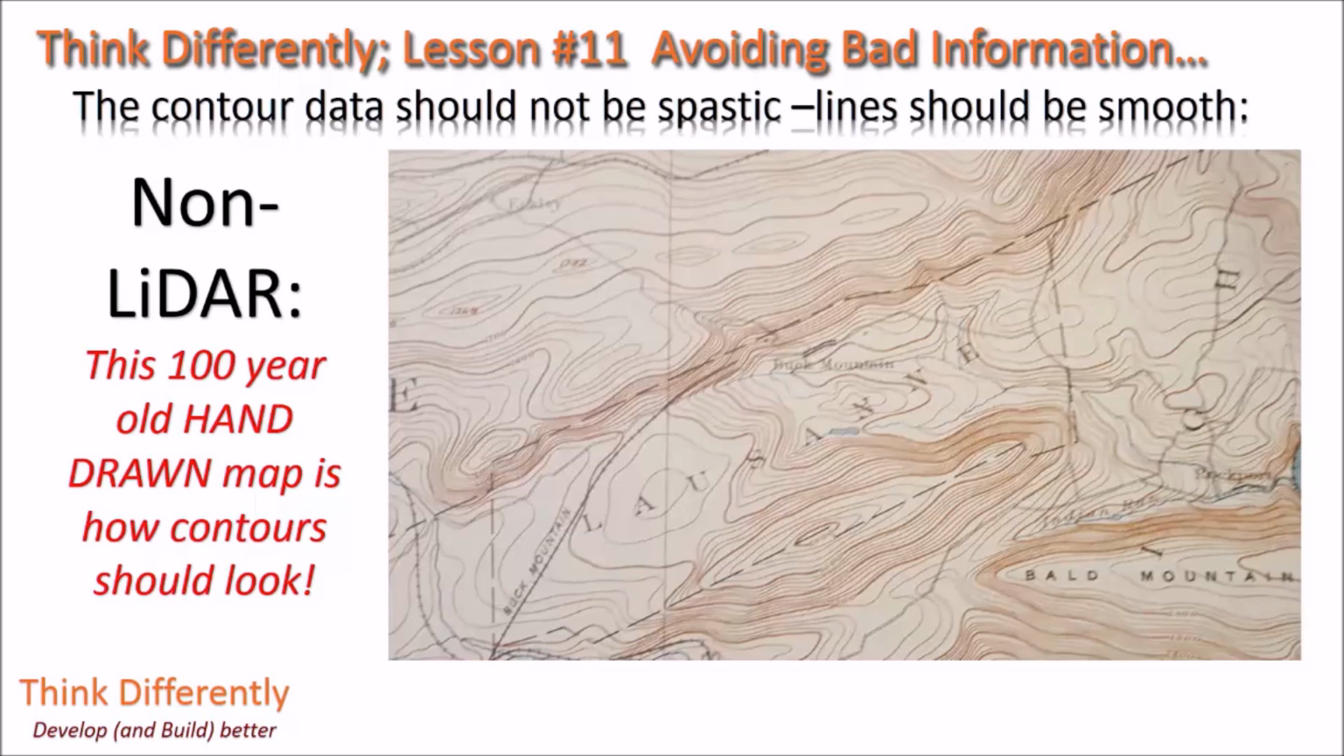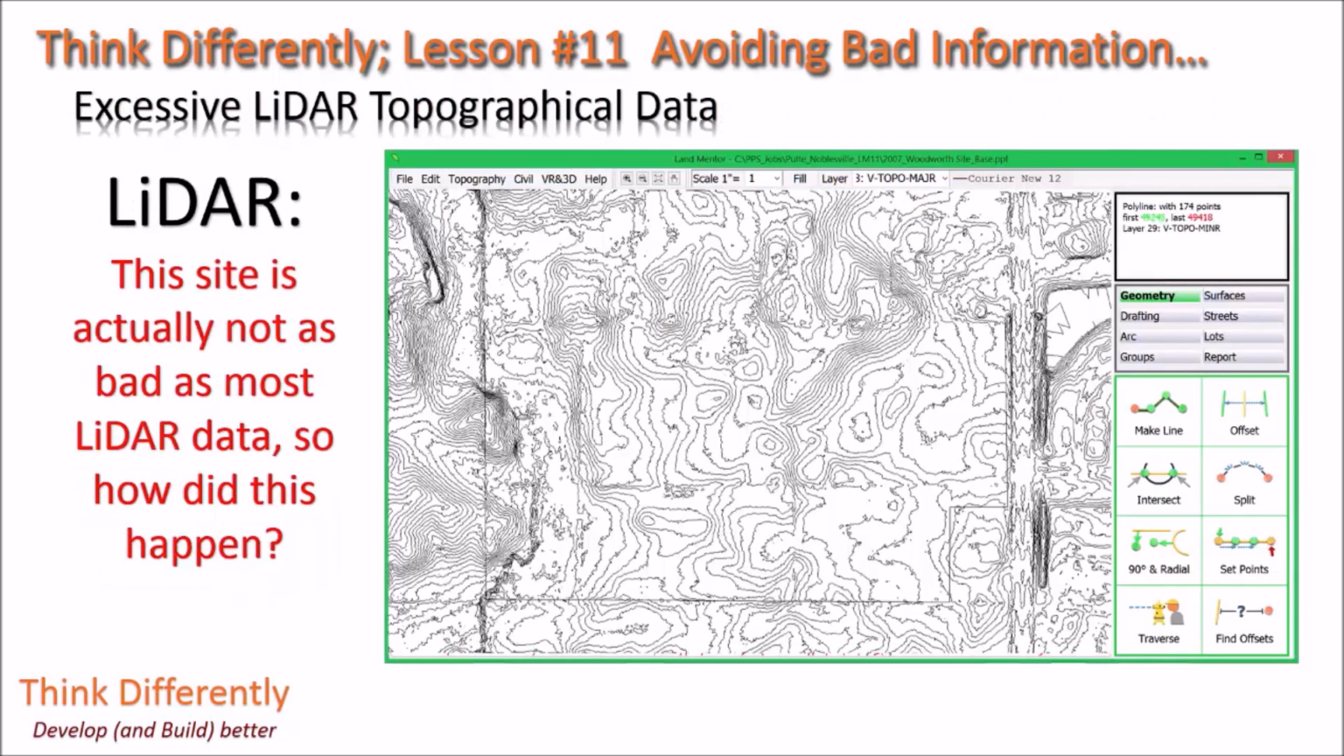This is a contour map from 100 years ago. That's what a contour map should look like, not that trash. That's a 100-year-old hand-drawn map. In fact, LiDAR's only been around for about a decade, so anything you see a decade before will look like this. But now we get this garbage.